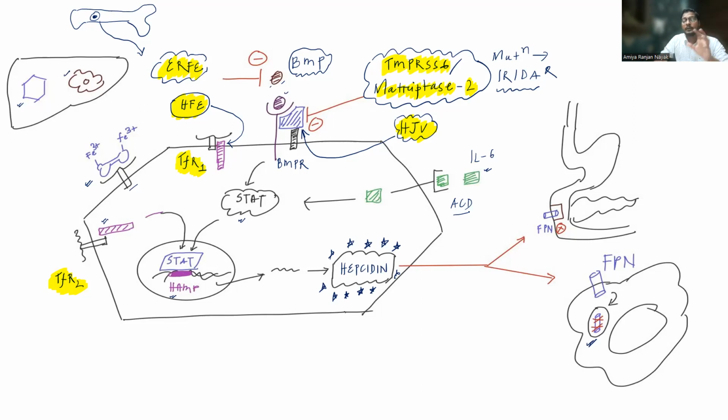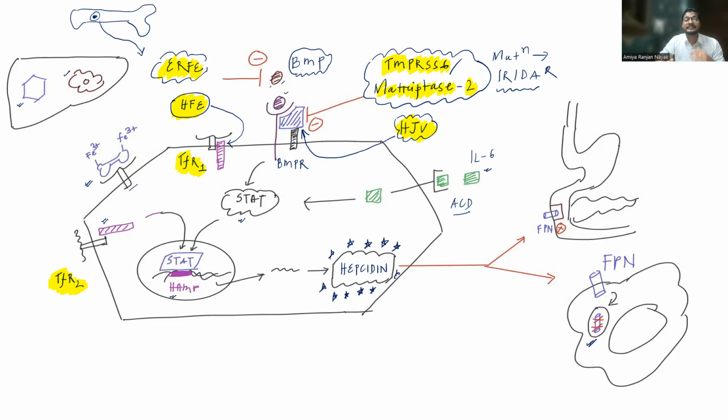Bone morphogenic proteins, when they are identified by their receptor complex, which is constituted of bone morphogenic protein receptor and also hemojuvelin. Okay, so whenever these bone morphogenic proteins are bound to this receptor complex, they can increase the SMAD pathway and they can increase the hepcidin production. Okay, and there is a negative regulator of this hemojuvelin, that is known as matriptase 2 or TMPRSS6. Mutation of that can cause iron refractory iron deficiency anemia.